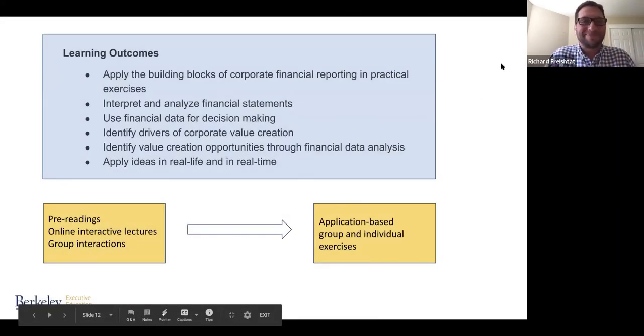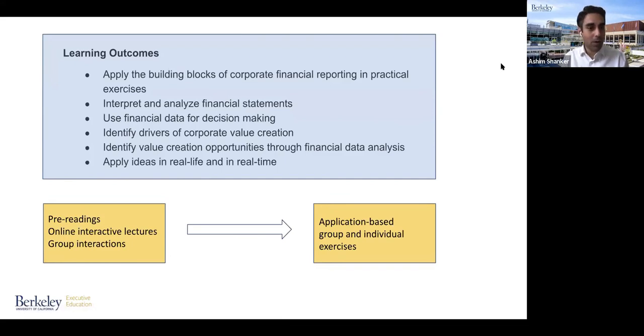Maybe we can talk a little bit about the learning outcomes, so what you can expect to have achieved by the end of this program. And really, as Richard mentioned, what you're trying to do is get from the starting point where you are now, whether you've had any experience with finance or not, to being able, by the end of this program, to apply the building blocks of corporate financial reporting in practical exercises.